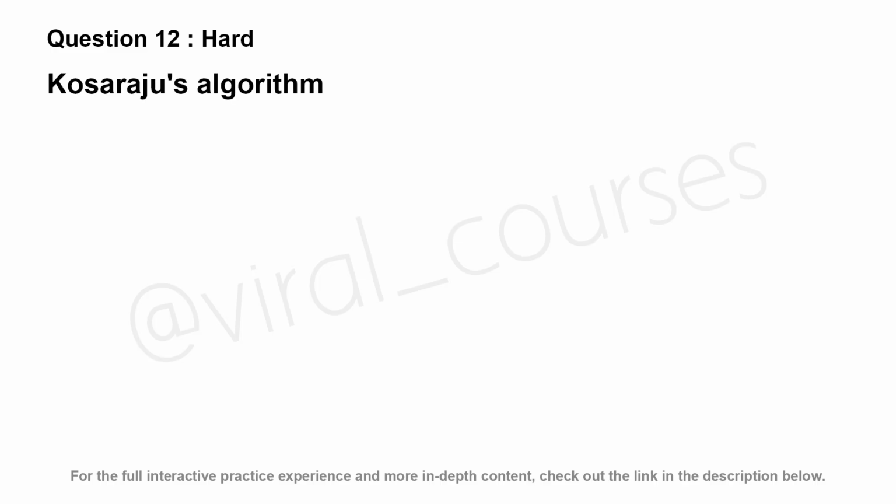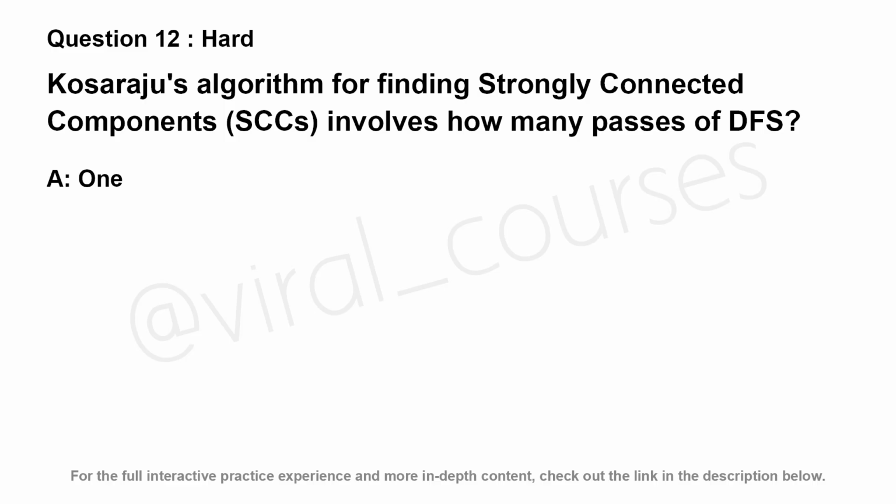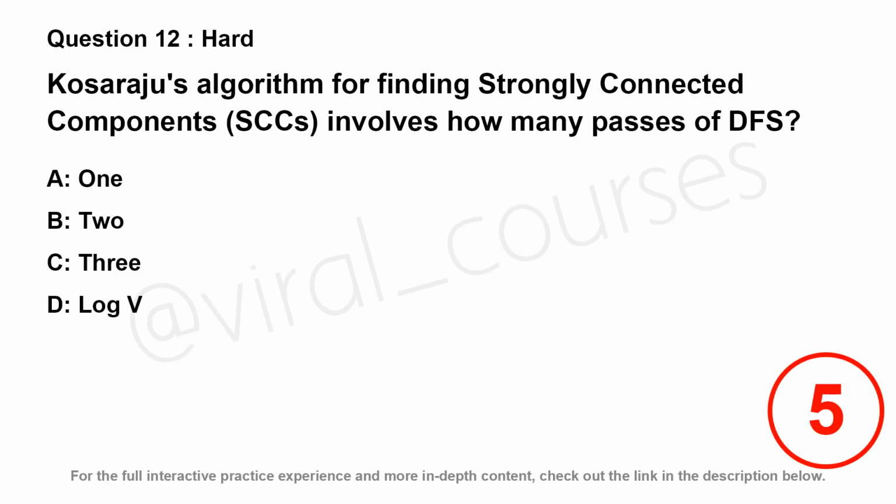Kosaraju's algorithm for finding strongly connected components (SCCs) involves how many passes of DFS? Option A, 1. Option B, 2. Option C, 3. Option D, log V.